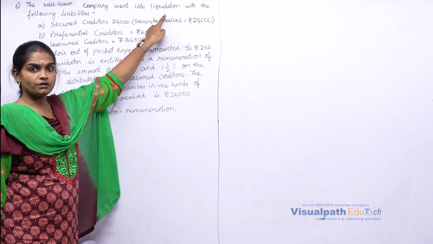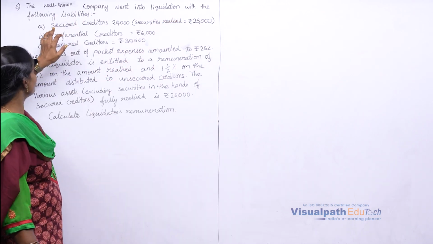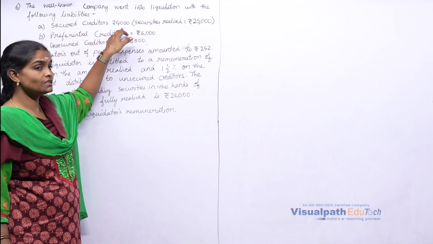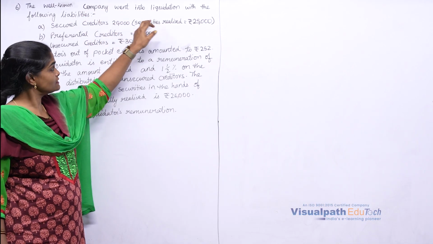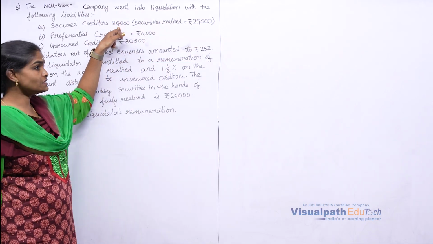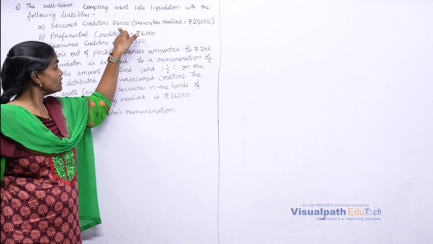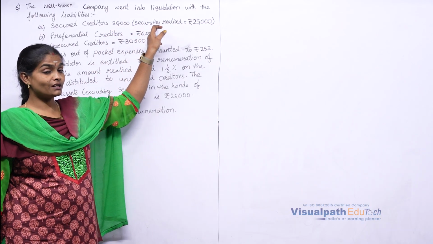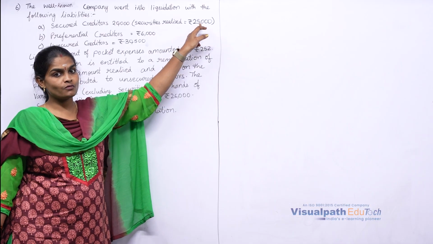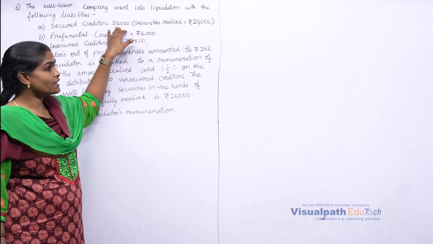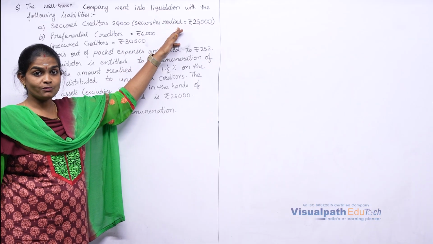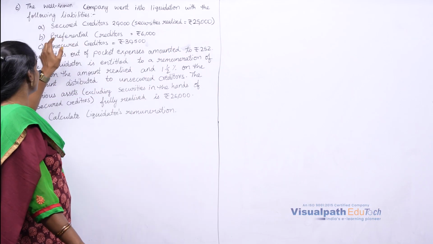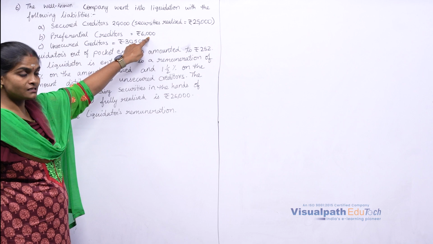The company went into liquidation with the following liabilities. Secured creditors are rupees 20,000, and the security realized is 25,000. 20,000 is the value which we have to pay to the creditor, but we have realized 25,000. So 20,000 will be taken by the creditor and 5,000 will be returned back to the liquidator during the liquidation process. Then the next, preferential creditors, is 6,000.